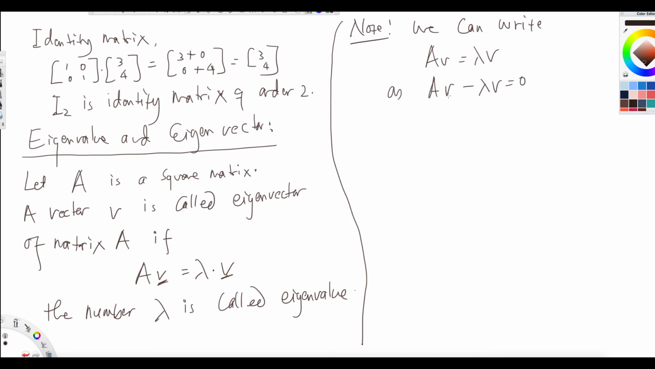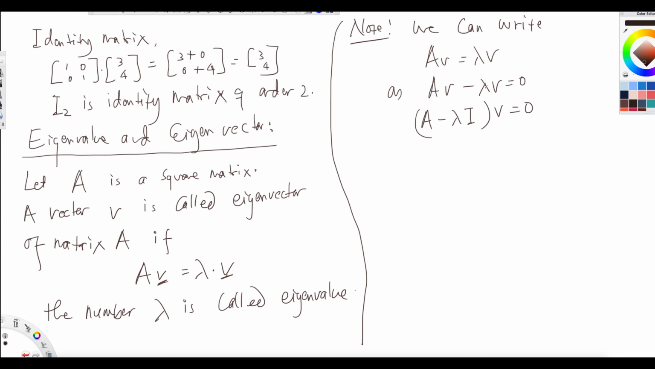Okay. Now let us take v out. You can write A minus lambda I times v equals to 0. So what is I? I is the identity matrix, 1 0 0 1. It is I2. Okay, 1 0 0 1.